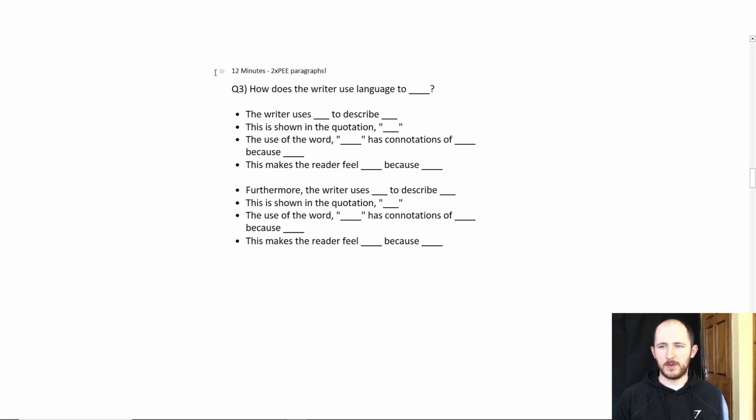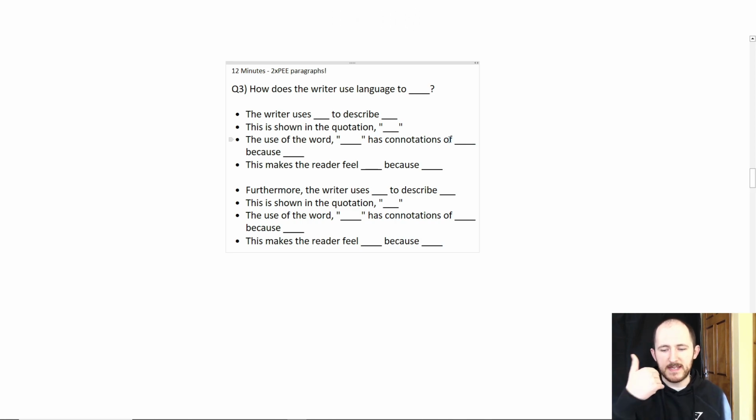And here is what I'd recommend. So 12 minutes, and you want to do 2 PEE paragraphs: point, evidence, explanation. So how does the writer use language to, and it could be anything, right? Which is why I've just put a blank space, which is why there's quite a lot of blanks here. So the writer uses what? Pathetic fallacy, maybe, to describe how the character's feeling, the sadness of the character, or whatever. This is shown in the quotation, so you would quote where the pathetic fallacy is used. The use of the word, again, you can say clutching or whatever, has connotations of.